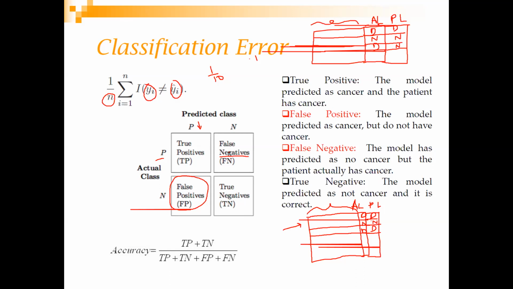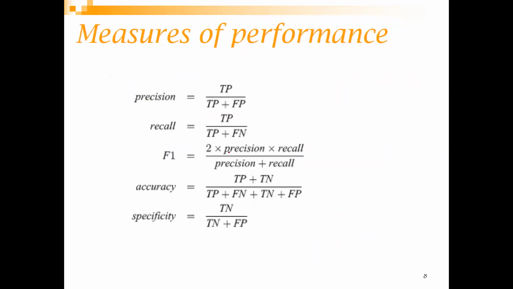Okay. So to counter this, we are not using accuracy anymore. We are using some other measures, which are called precision, recall, F1 score, accuracy, specificity, like this. So what is precision? Precision is true positive divided by true positive plus false positive. So here your focus is on finding out how correct you are in your positive case predictions.